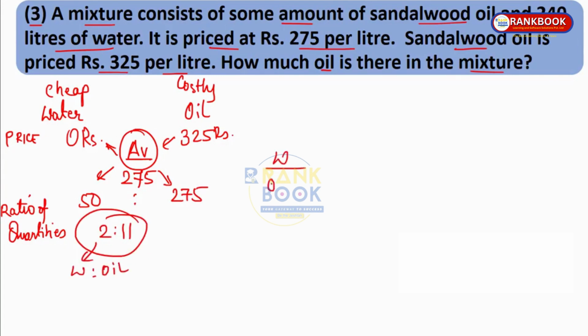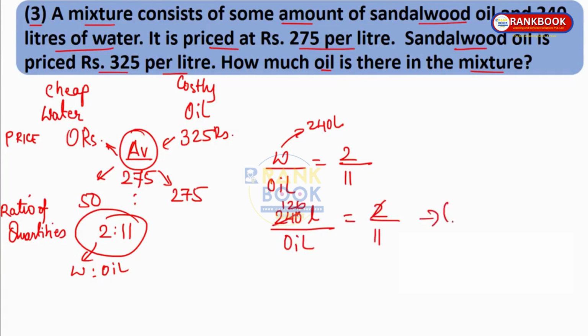So water upon oil is nothing but 2 upon 11, but we already know that the amount of water in the mixture is 240 liters. So 240 liters divided by the amount of oil is equal to 2 upon 11. This comes out to 120. The amount of oil will be 11 into 120, that is 1320 liters. See how easily we got the answer. Moving to question number 4.